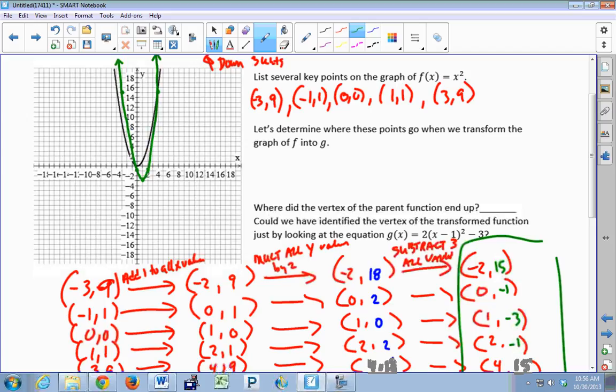And there we go. Okay, it's skinnier than the previous one. And that's the stretching component. And the vertex has moved. Where did the vertex go? It was at 0, 0, and where did it go? What are the new coordinates of the vertex now? 1, -3. So notice the vertex shifted right 1 and down 3.